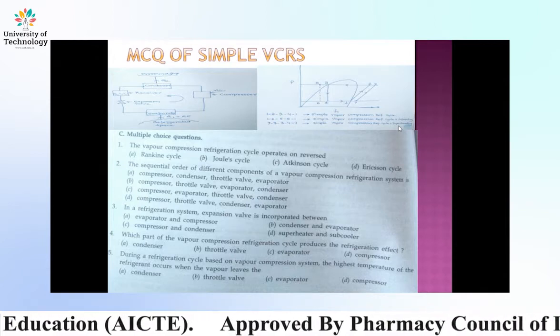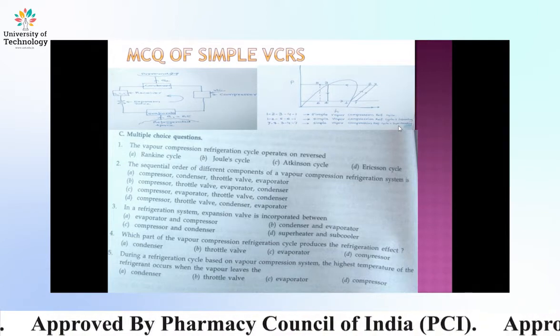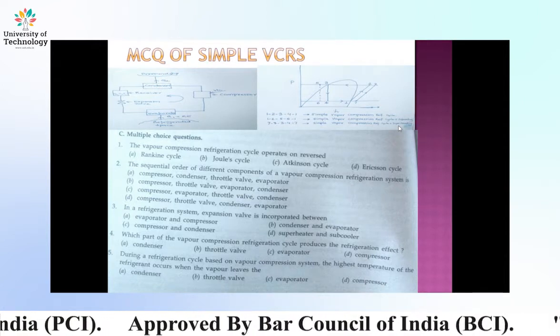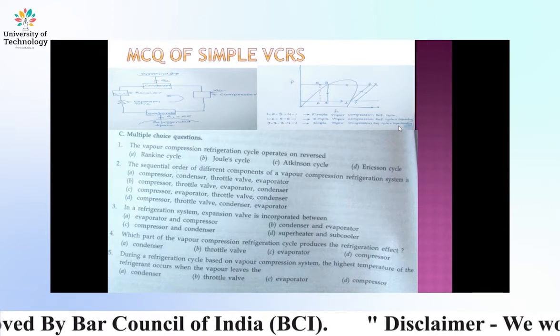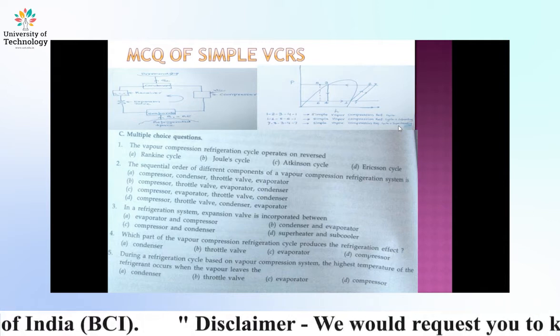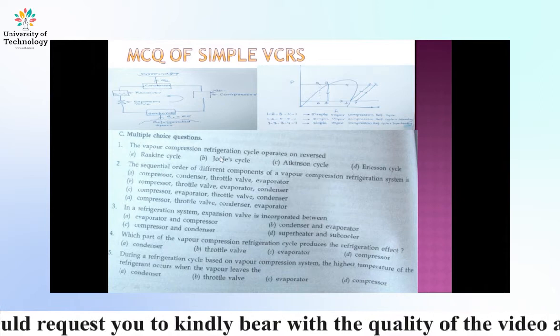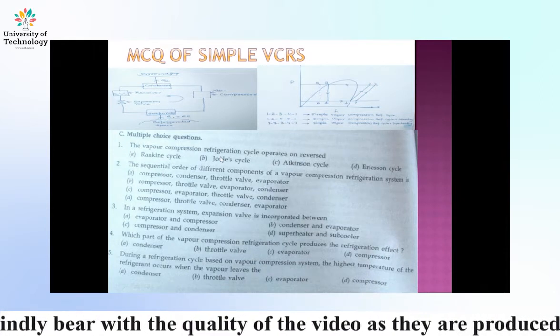Now we are able to solve some multiple choice questions on the basis of simple vapor compression refrigeration system. Look at the first question. The vapor compression refrigeration cycle operates on reversed.